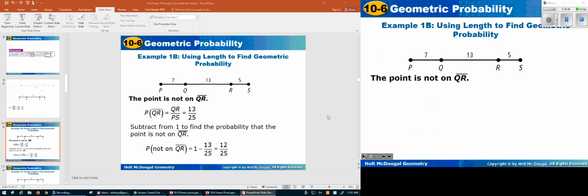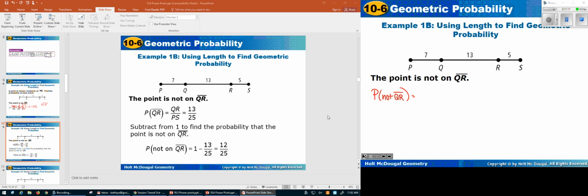All right, what about probability that it's not on QR? Not QR. Think about it with me. Look at your picture. Probability not on QR. Say it again, Elena. One more time. Not 1 minus 13. Where did 1 come from?